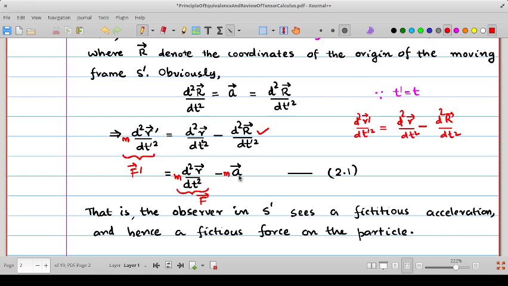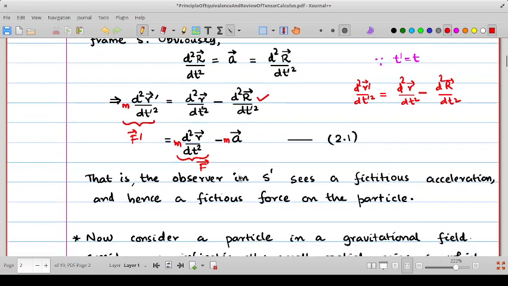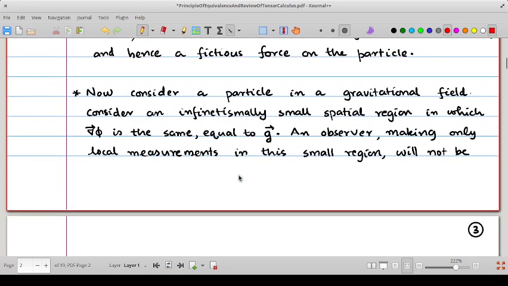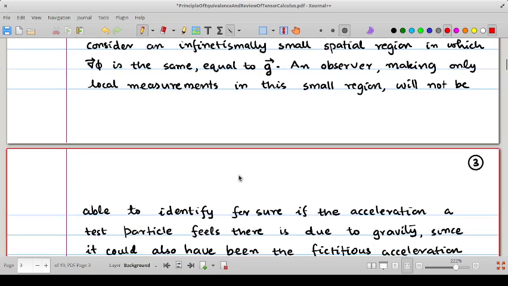Now, whether he uses different particles or not, and whatever be the mass of the particles he uses, all of them will satisfy the same equation, and therefore he will not be able to say for sure whether it is due to gravity or due to a uniform acceleration of his frame of reference.